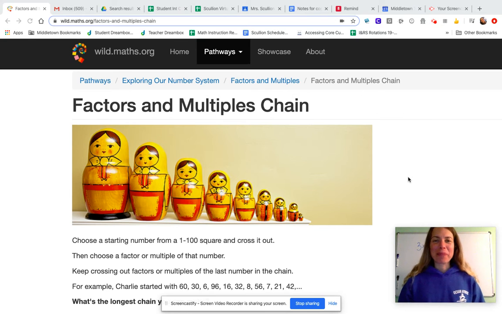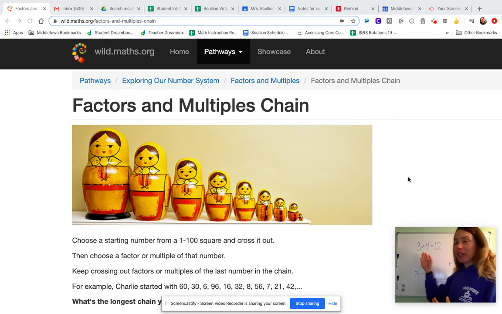I wanted to share with you a little factors and multiples game that I found that I thought you might like. So, just a little review. What's a factor? What's a multiple? If we look here, I have this multiplication sentence: 3 times 4 equals 12. The factors are 3 and 4, and the multiple is 12.